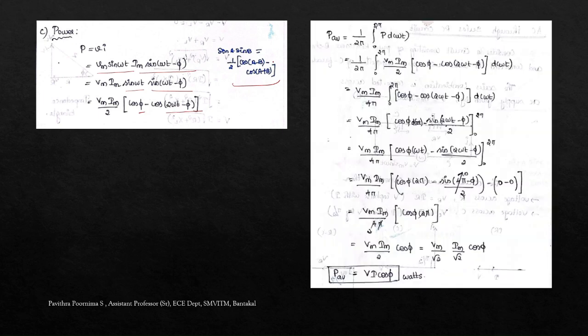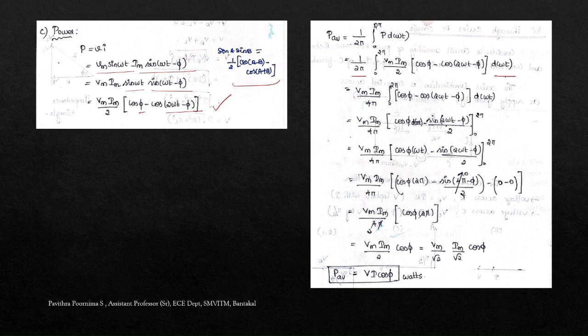So we'll see the average power. Average power is found by considering one full cycle, which is 0 to 2 pi. So 1 by 2 pi, integral from 0 to 2 pi, P d(omega t). P according to the previous equation is Vm Im by 2 into (cos phi minus cos(2 omega t minus phi)) d omega t.